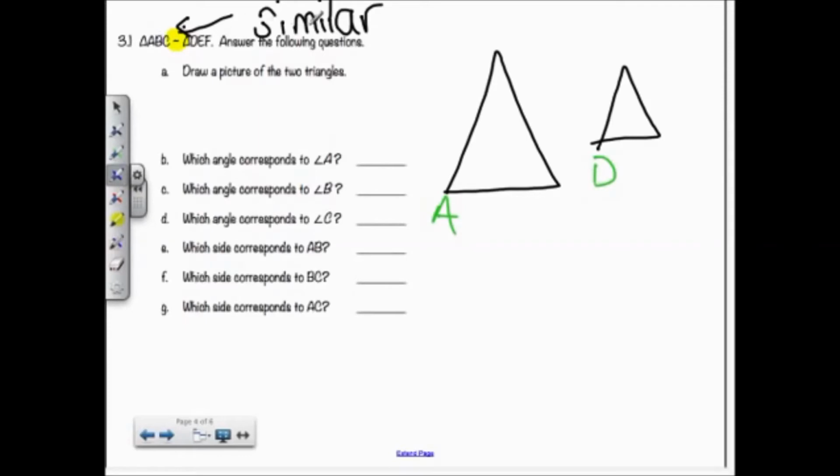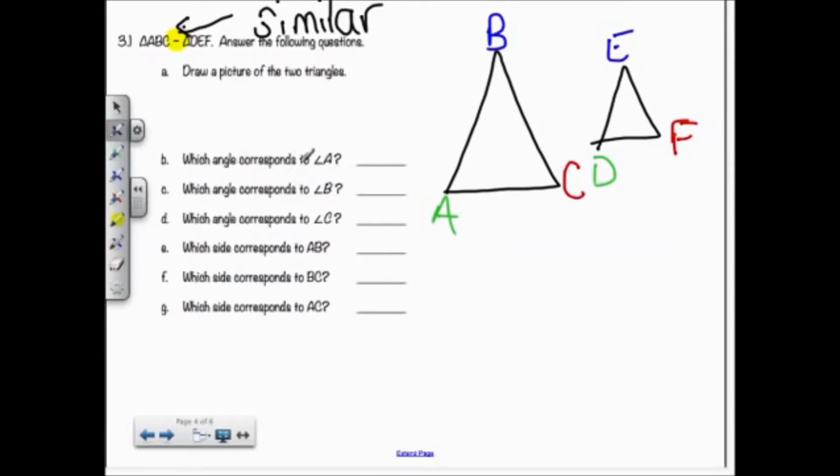The B for triangle ABC, I'm going to label up here. It doesn't matter where you put the A, B, or the C, but what does matter is that the corresponding angles go with the right angles over here. So this is B, which means that up here, I'm going to put an E, and then since C came last in the first triangle, it will go with F because F came last in the second triangle. So these are my two similar triangles right here. Now let's go ahead and answer questions B through G.